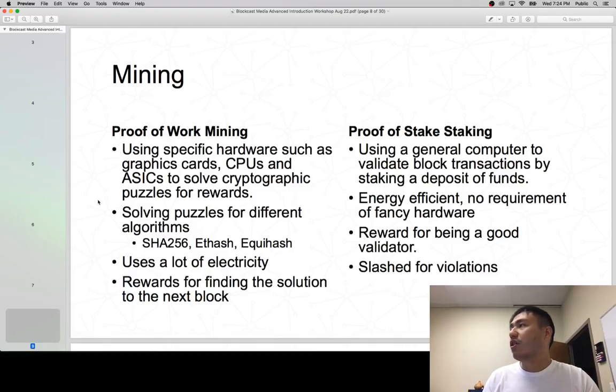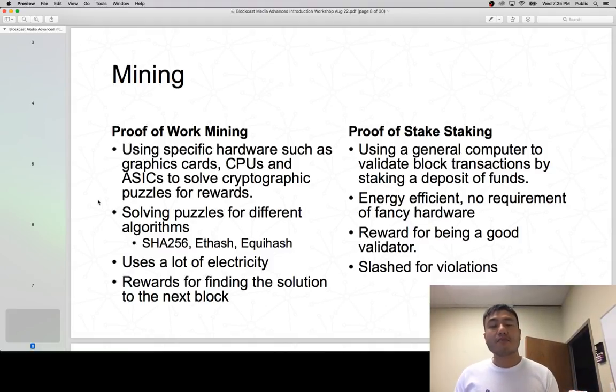Okay, so we're just going to go very quickly into an overview of the two most popular types of mining. Proof of work mining is the one that you've probably more likely heard of. It's basically what started with Bitcoin. And proof of work mining is basically using hardware such as your CPU or your graphics card, your video card, and now very specific devices to solve the cryptographic puzzle to win the block reward and be able to make a profit, basically.